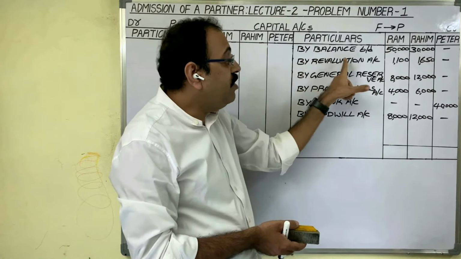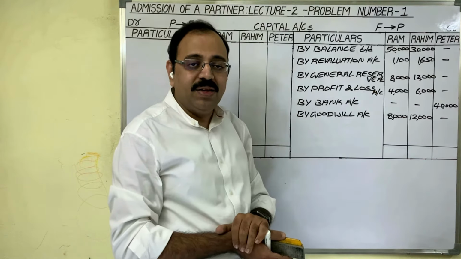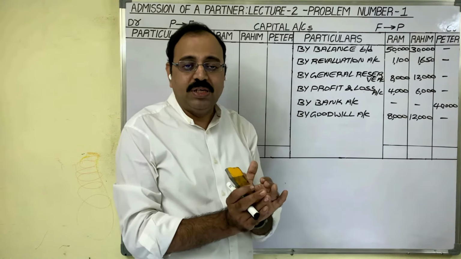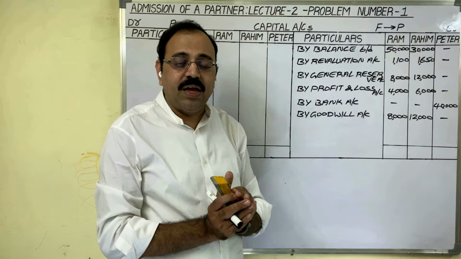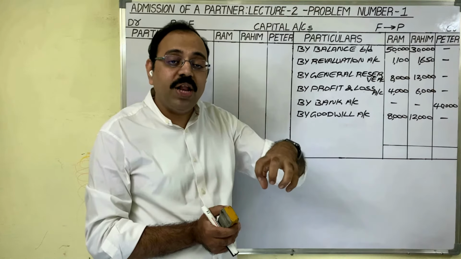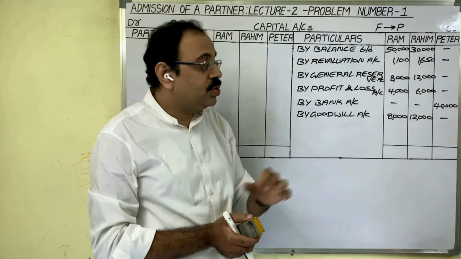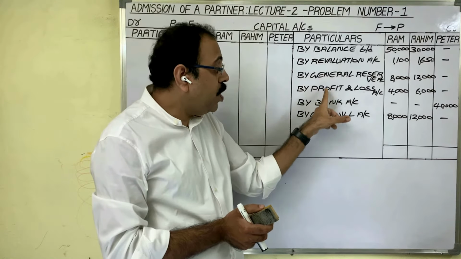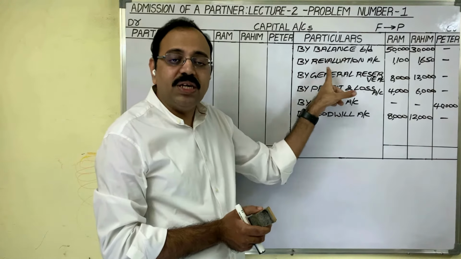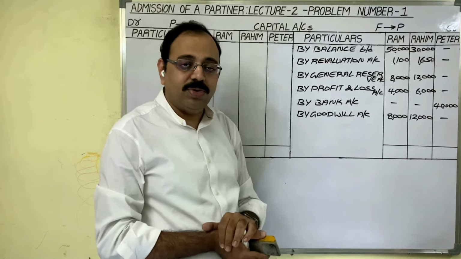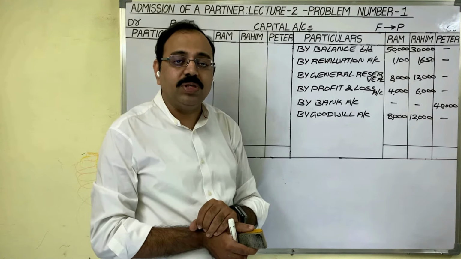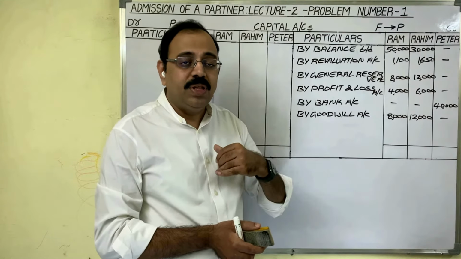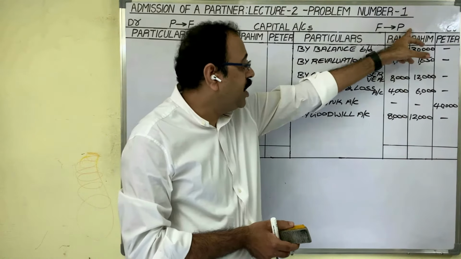Next one, revaluation profit share. In revaluation of assets, there is some profit. If the partner is retiring, the firm should return this profit amount to the partners. So, on the credit side they are appearing. Next, there are two accumulated profits, general reserve and P&L account balance. These two amounts, if the partner is retiring, the firm should pay to them. Therefore, on the credit side it is appearing.